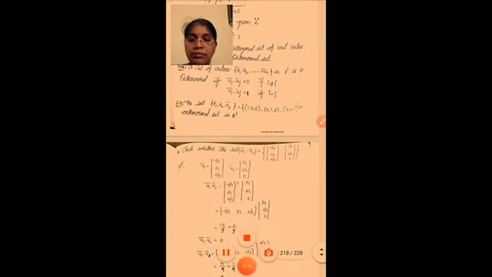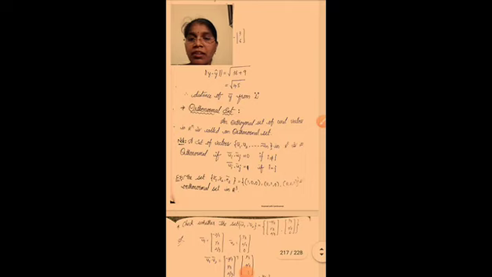Once again, an orthogonal set of unit vectors in R to the power of n is called an orthonormal set. A set of vectors u1 bar, u2 bar, ..., un bar in R to the power of n is orthonormal if ui bar dot uj bar is equal to 0 if i is not equal to j, and ui bar dot uj bar is equal to 1 if i is equal to j.